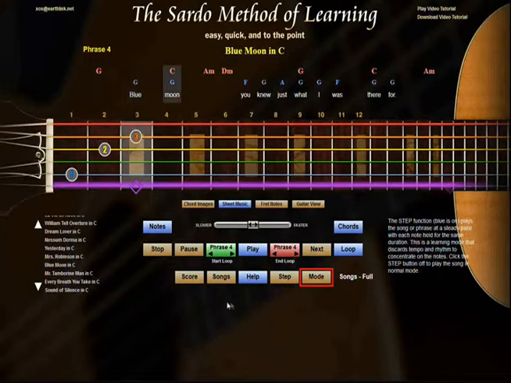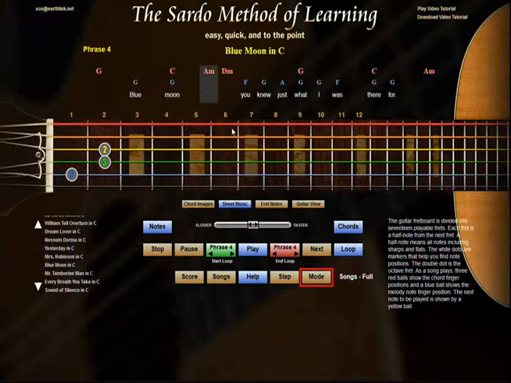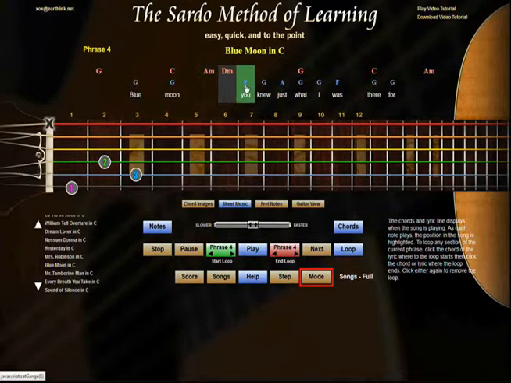You can even loop a passage within a phrase by clicking on the music line where you want to start and end.